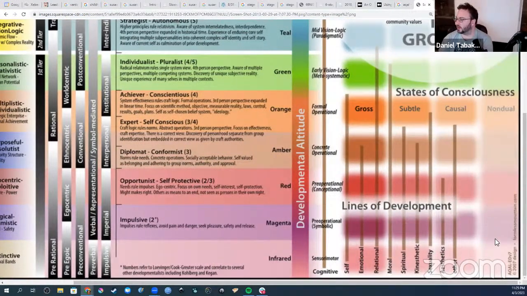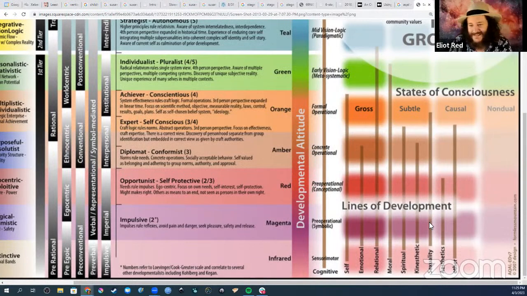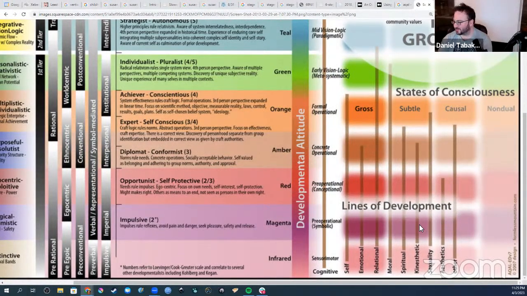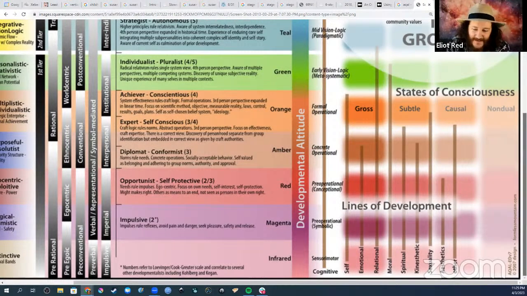All right, show me the bottom right of this map. Okay. Lines of development. So let's talk about lines. I actually don't know this so much. There's a couple of really clear lines.